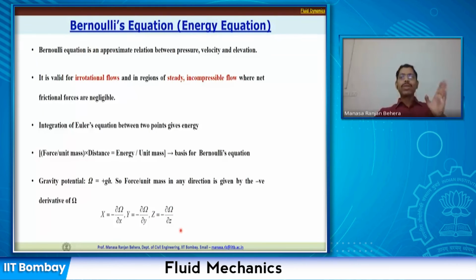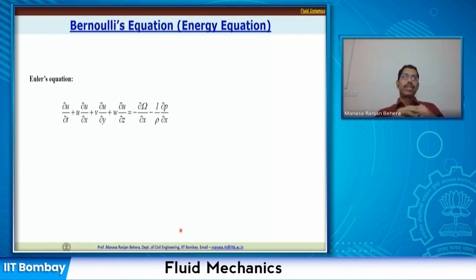Now we have written this in one single term, the gravity potential omega. Let us substitute this and write down the Euler's equation. The acceleration that we have written here is equal to the body force and pressure force together, and this gx, which we earlier wrote as x, is given as minus dou omega by dou x.